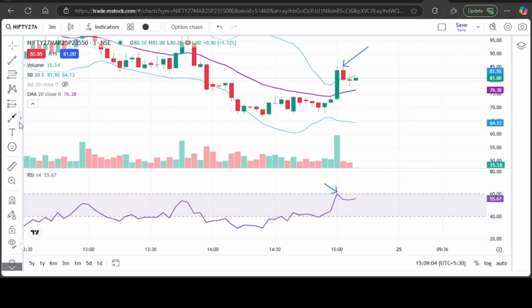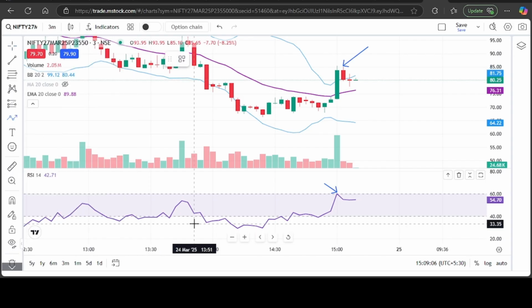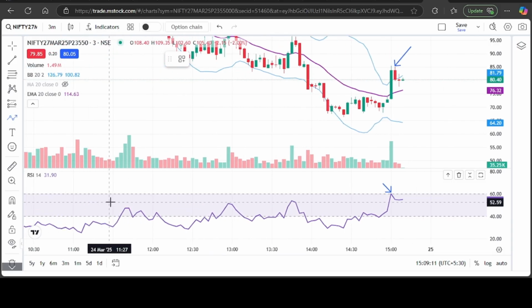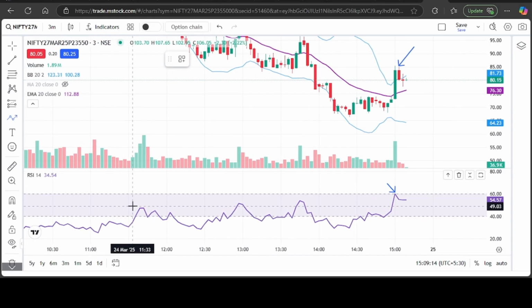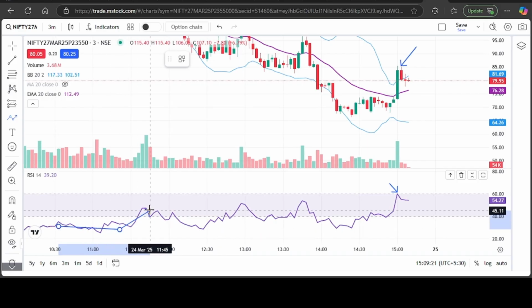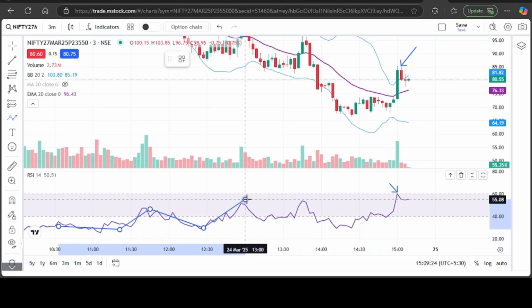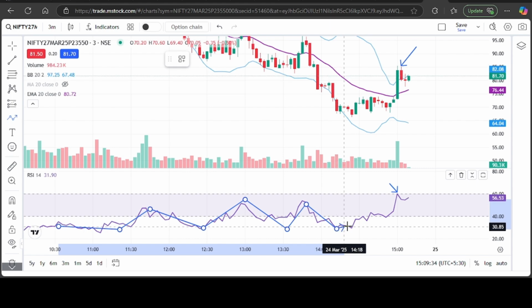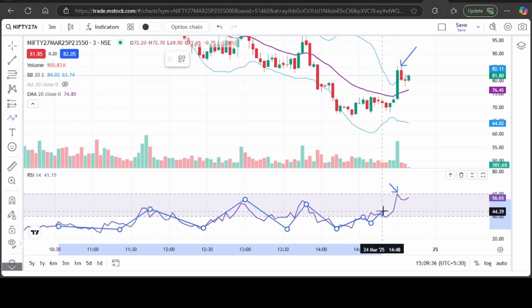Now I will draw the path from here. Let's say, look at the previous lines of RSI. The previous line is going from here, started going from here, up, again down, up, again down, up, again down, but it's not crossing the upper limit 60. It's not crossing. Now again it has come down, again here, again here, again it took support here.